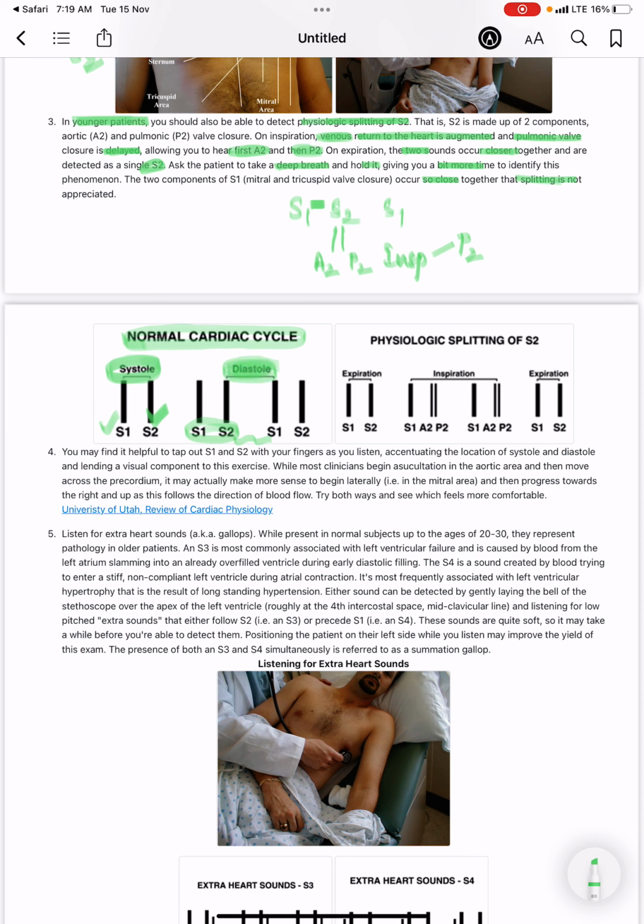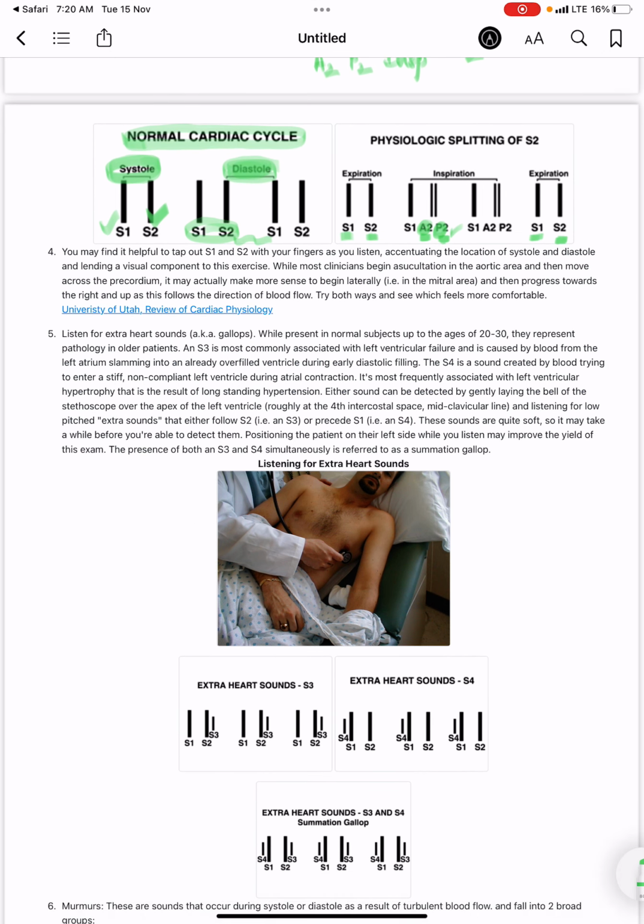During expiration, both of them are single sounds. During inspiration, A2 is closing earlier and then we are getting P2, because P2 closes later.